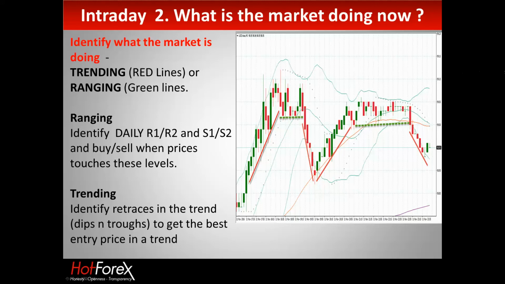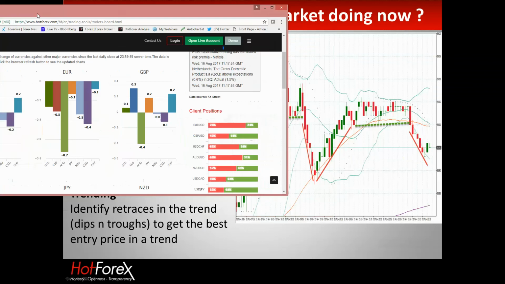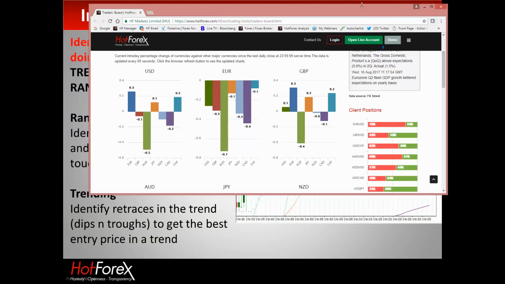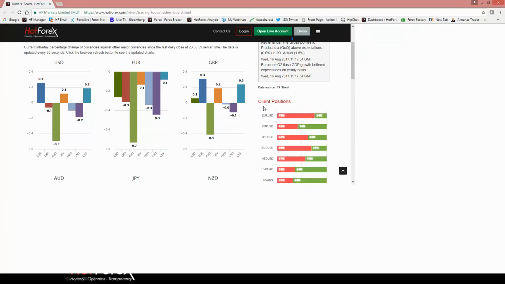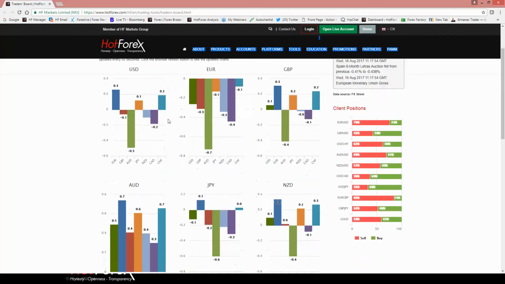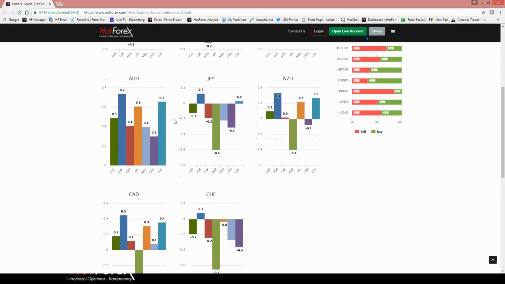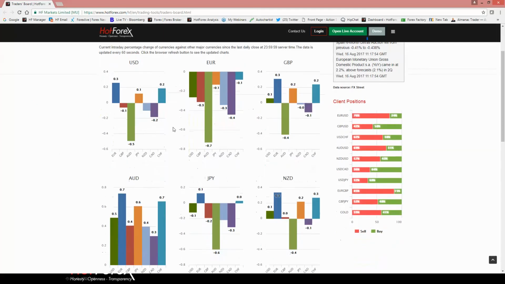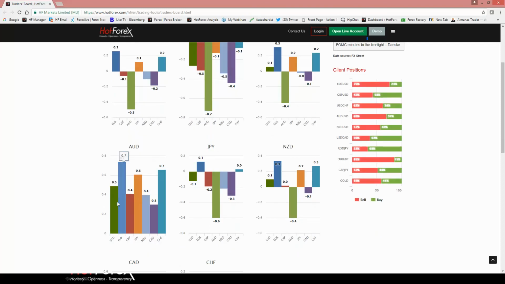Let me just bring it back in again to answer your question. What the Traders Board is showing is the relative strength, compared to the others. These are the 8 majors we talked about. So relatively today the euro's weak against everything, and particularly against the Aussie dollar. The Aussie dollar is relatively strong against everything, and particularly the euro and the Swiss franc.